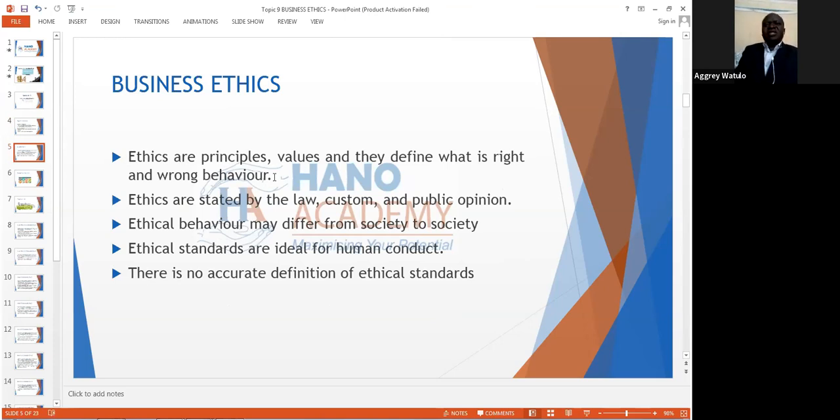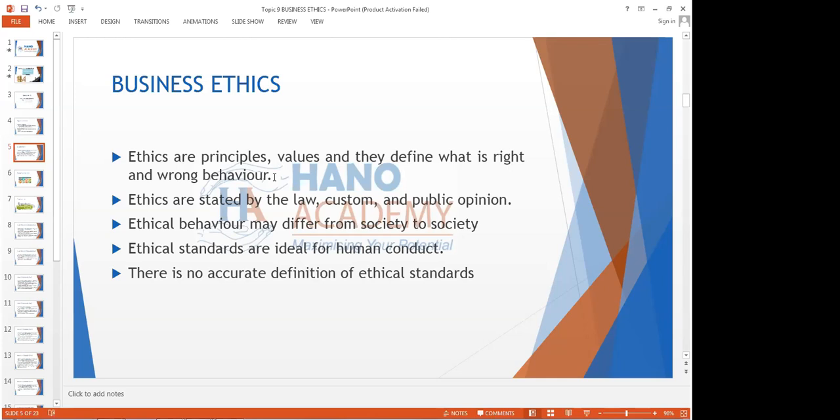So we first begin by talking about ethics. These are principles and values, and these principles and values define what is right and wrong behavior. We have mentioned that in the previous lesson. Ethics are stated by the law, custom, and public opinion. And ethical behavior may differ from society to society. They vary from one society to the other.